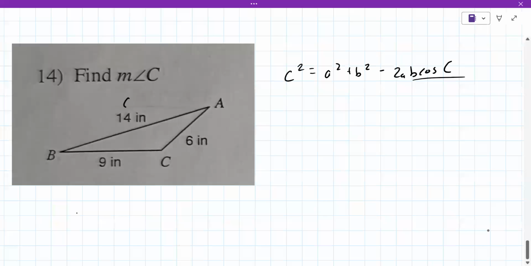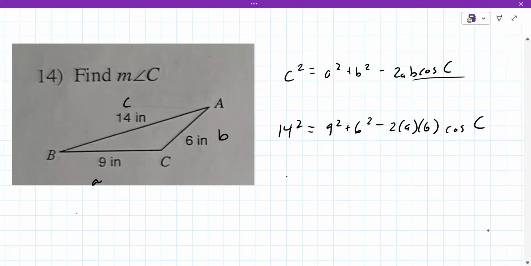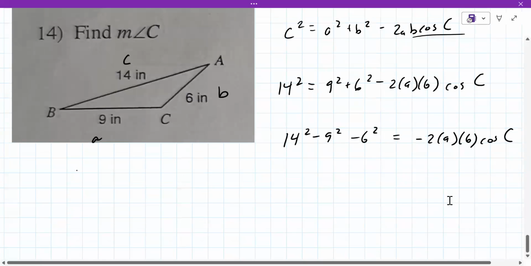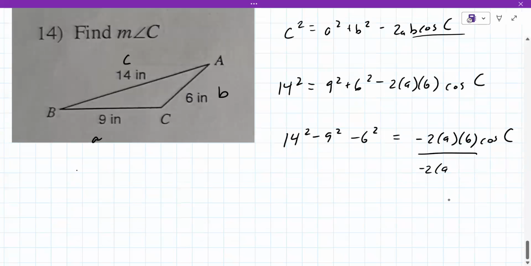So it's good to label things, especially if they're not labeled, that way you don't accidentally mix something up. So this is 14 squared equals 9 squared plus 6 squared minus 2 times 9 times 6 times cosine big C. If you can wait till the end to do the calculation, it's usually a little better. Up to you if you want to multiply this out, or you can just divide and do the calculation at the end.